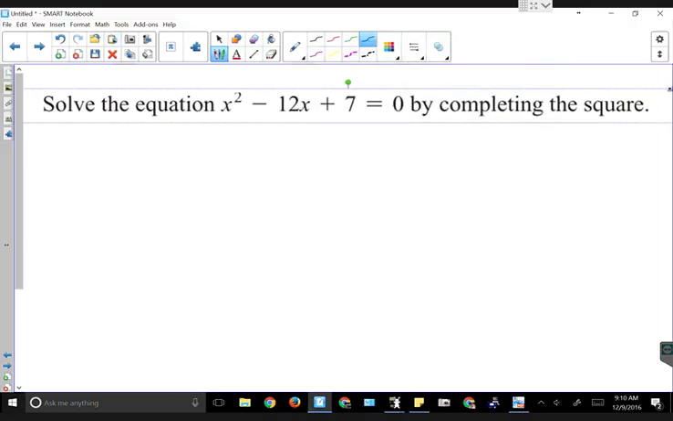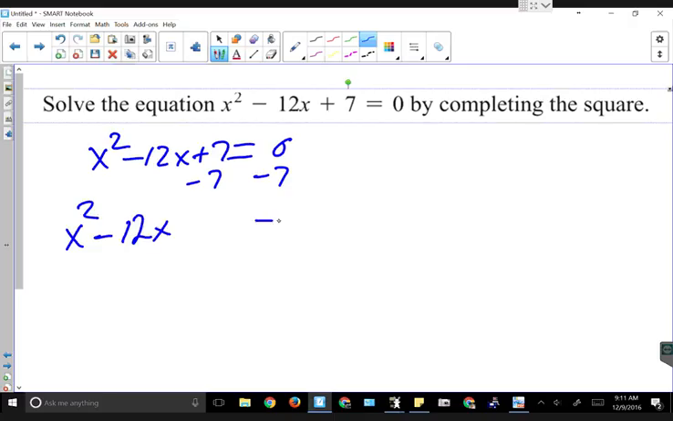So, what we've got, we are going to take x squared minus 12x plus 7 is equal to 0. Subtract 7 from both sides. So what we see is x squared minus 12x is equal to negative 7. Now, when I write this down, I'm going to leave it with a little space like this. I'm going to show you why.